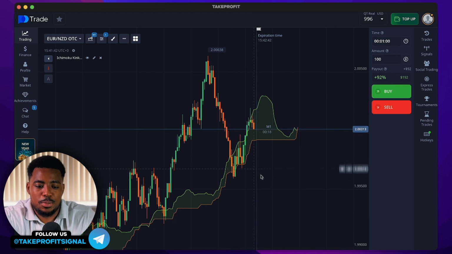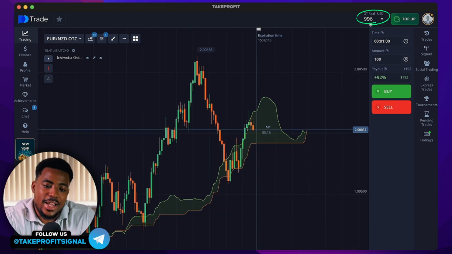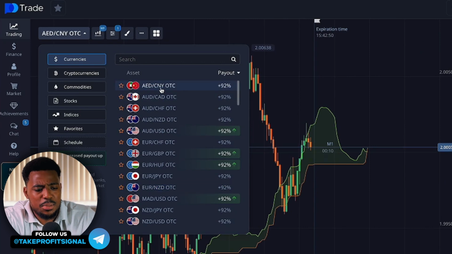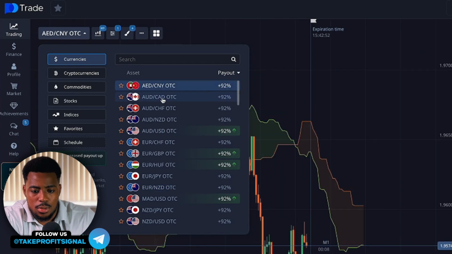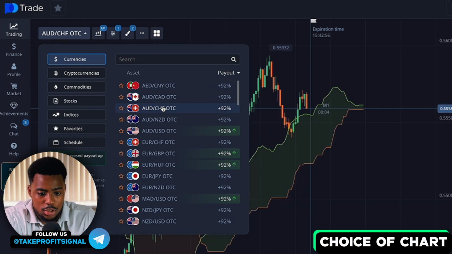I opened the trading platform Pocket Option. I have a balance of $996 today. Respectively, if I earn $1,000 on top today, it will be a very good result. The very first thing we need to know is the choice of chart.